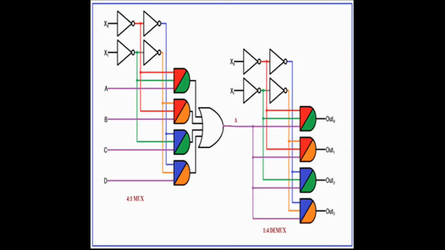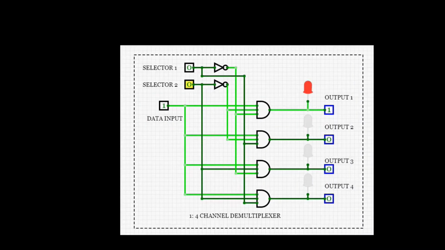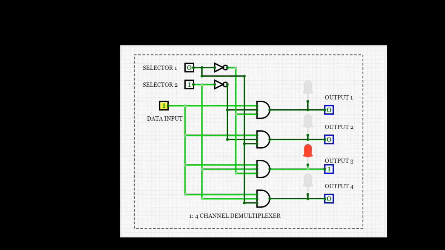In case of a demultiplexer, similarly the input data will be transmitted to output 1 when both the selectors are at logic low state. It will be transmitted to output 2 in case of logic high, logic low combination, to output 3 in case of logic low, logic high combination, and output 4 when both the selectors are at logic high state.